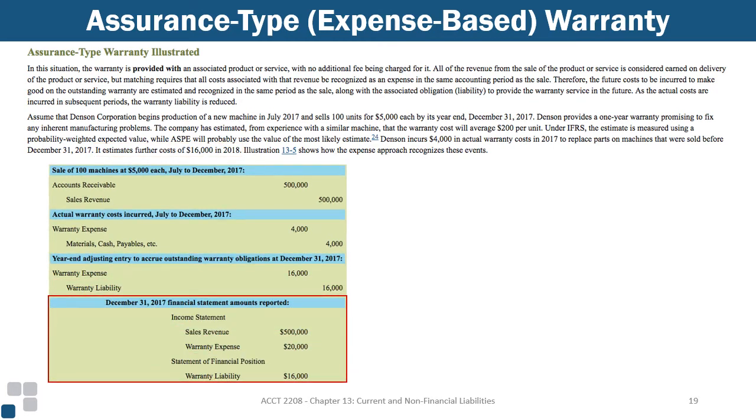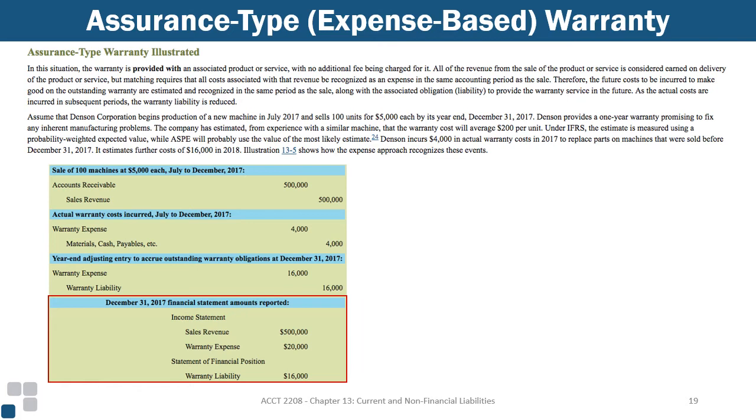In terms of what our financial statement would look like after, we have sales revenue of $500,000. And then our warranty expense consists of the combined $4,000 for costs incurred prior to year end, and then the estimate of cost to be incurred in the future.